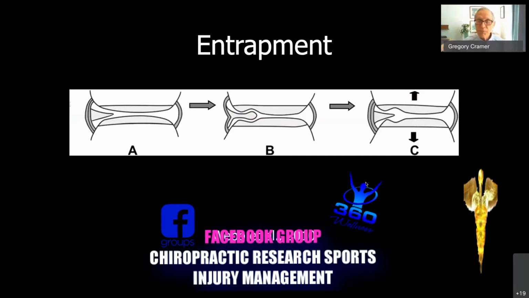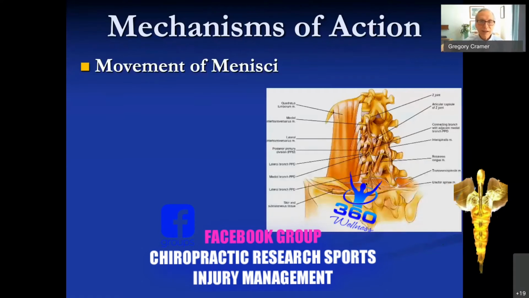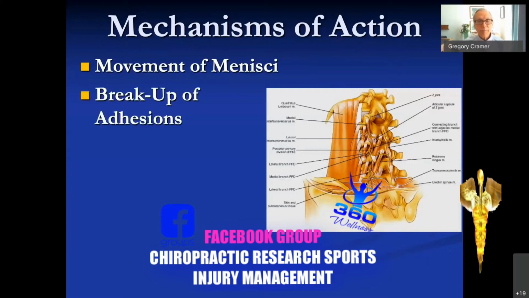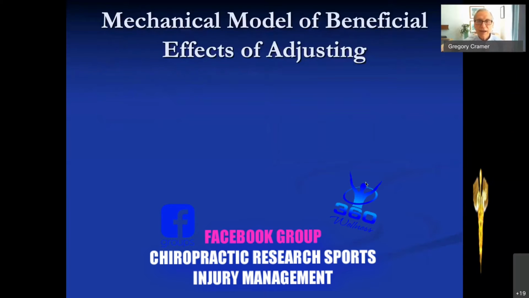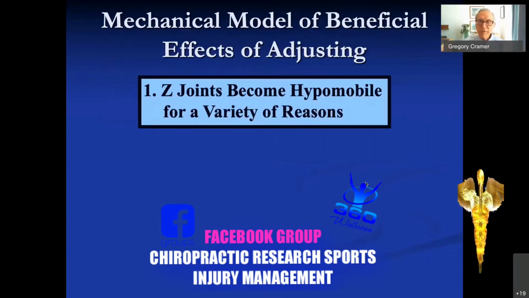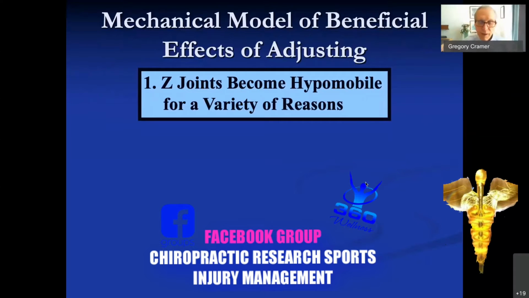And so in this theoretical model, the Z joints become hypomobile for a variety of reasons. They lack proper motion. So if we sit a lot and don't exercise, these Z joints become hypomobile. If we stand a lot and don't exercise, the same thing. If you're in clinical practice and you have a patient that's doing repetitive motions all of the time, some of the joints may be moving, but others may just be getting loaded over and over, becoming hypomobile. And in this model, these hypomobile Z joints develop connective tissue adhesions within them.